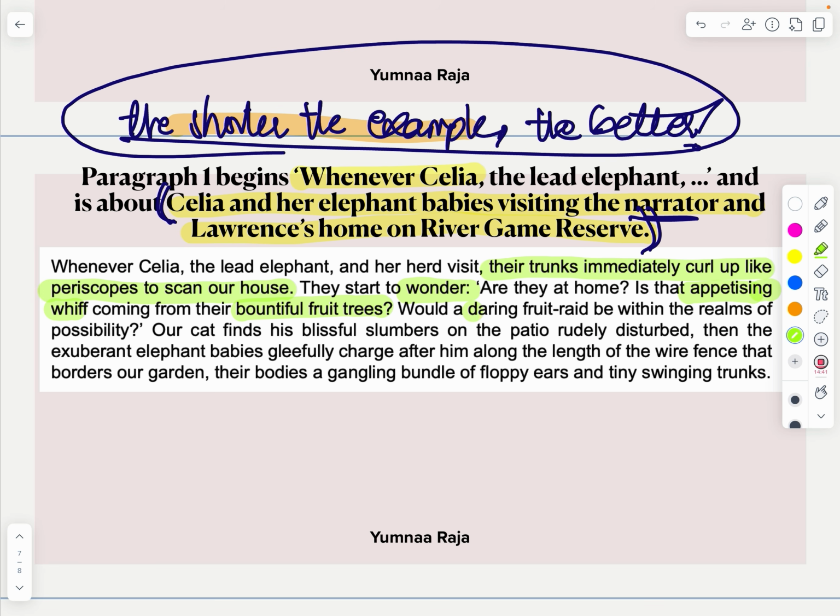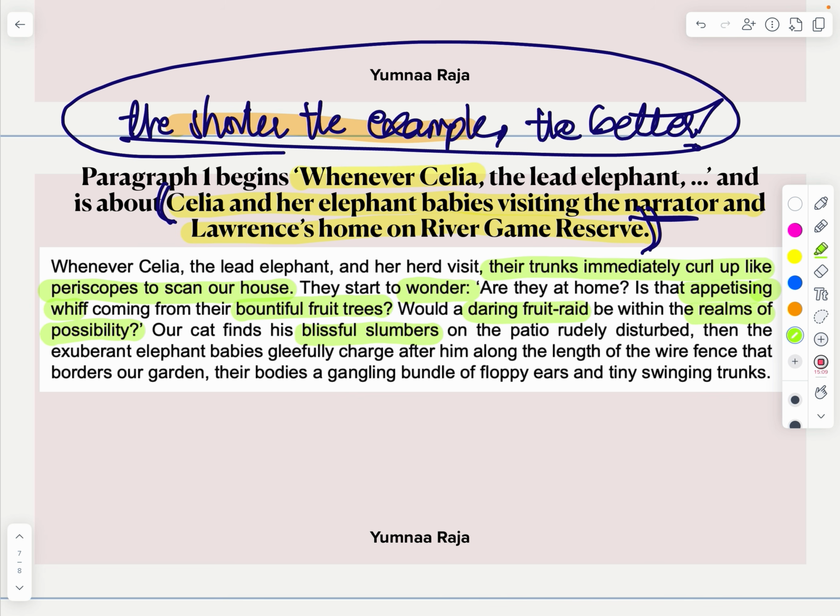Daring fruit raid can absolutely be an example. Realms of possibility, because they are exploring the chances of them going forward with that fruit raid, can be an example. Our cat finds his blissful slumbers. This absolutely shows me a certain kind of a connection with the home, because blissful is happy and slumbers are sleep. So this goes on to show a sense of deep peace and comfort. So I can absolutely comment on this as well.